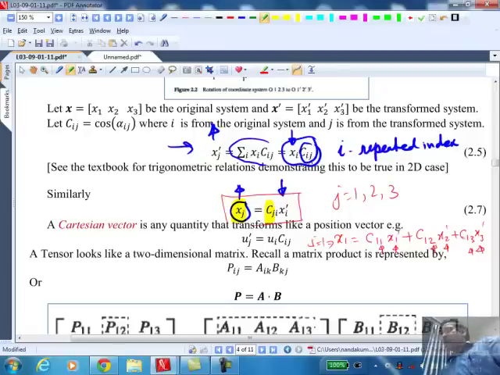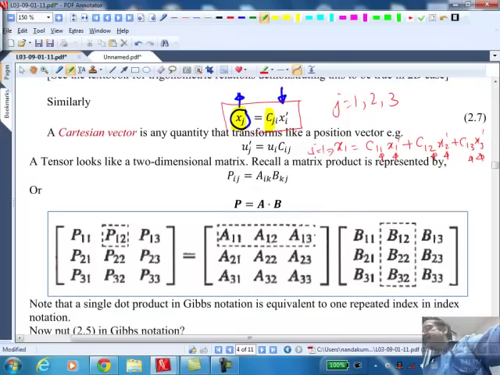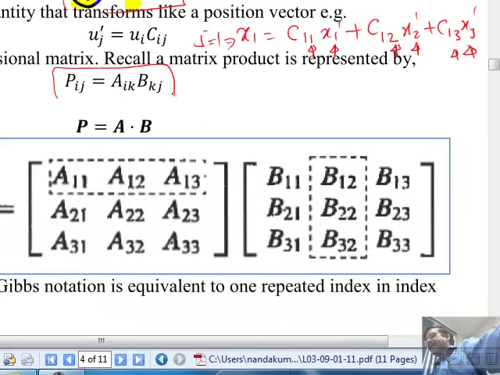So here, for example, when I write something like Pij equals Aik Bkj, Pij will be called a second order tensor. The number of indices in a symbol refers to the order of the quantity. If it has no index, it is a scalar. If it has one index, like xi, it is a vector. If it has two indices, it's a second order tensor. If it has three indices, it's a third order tensor, etc. So here Pij is a second order tensor, and that is equal to Aik Bkj.